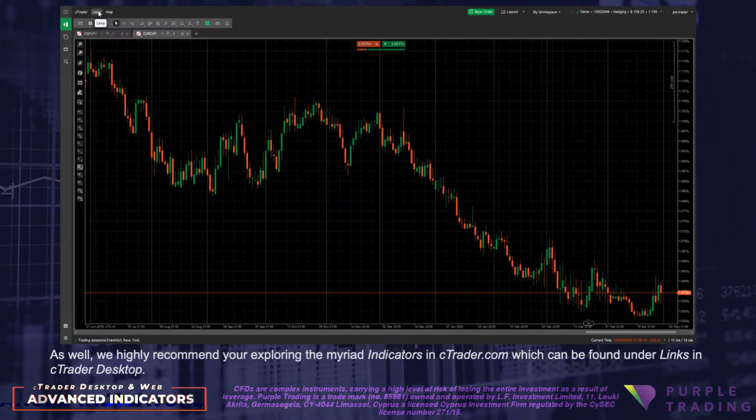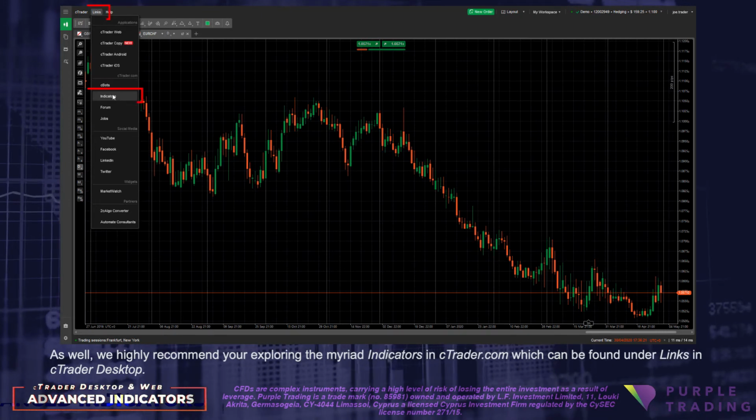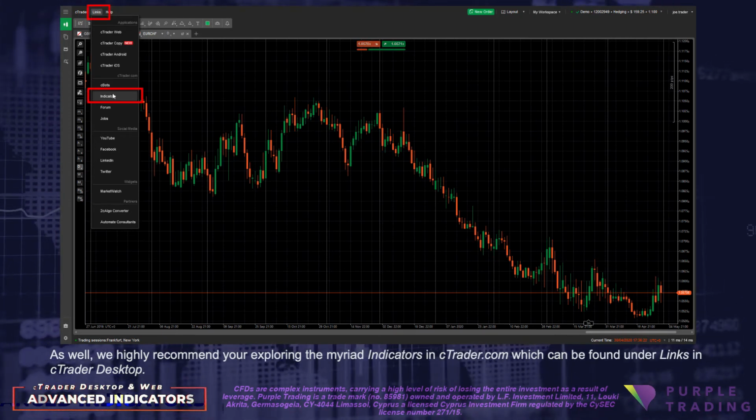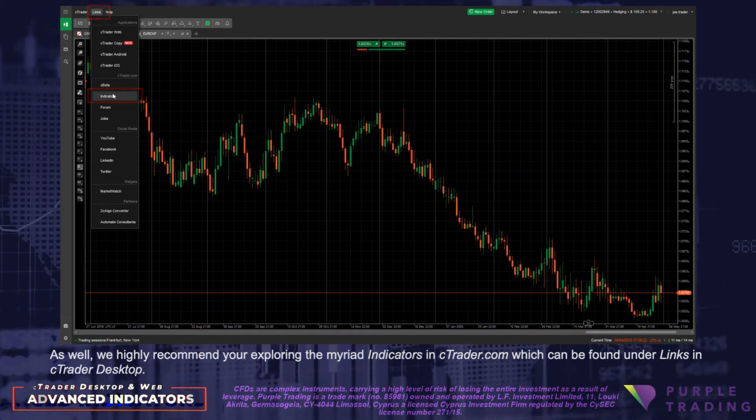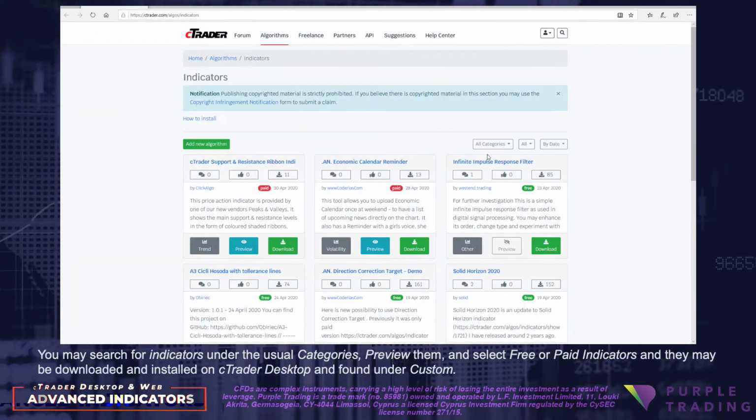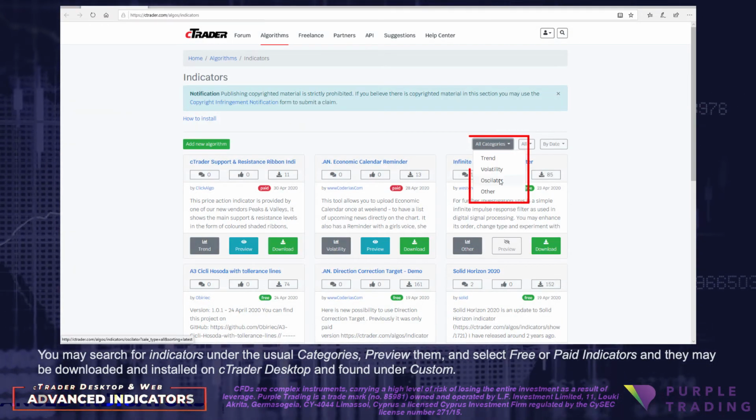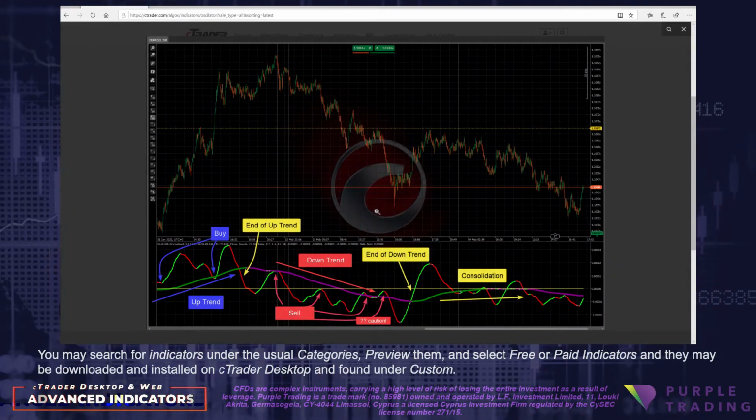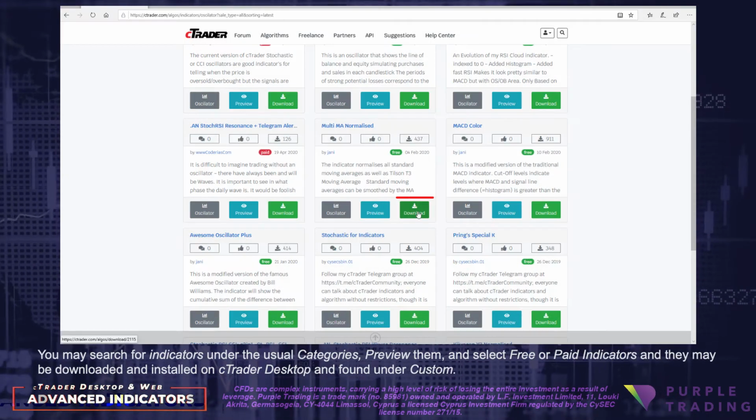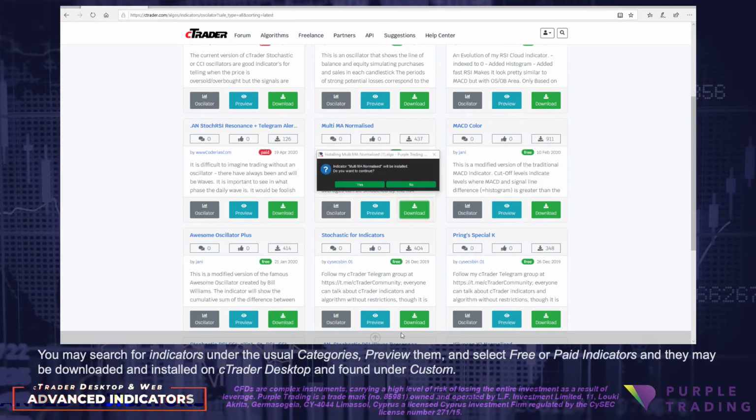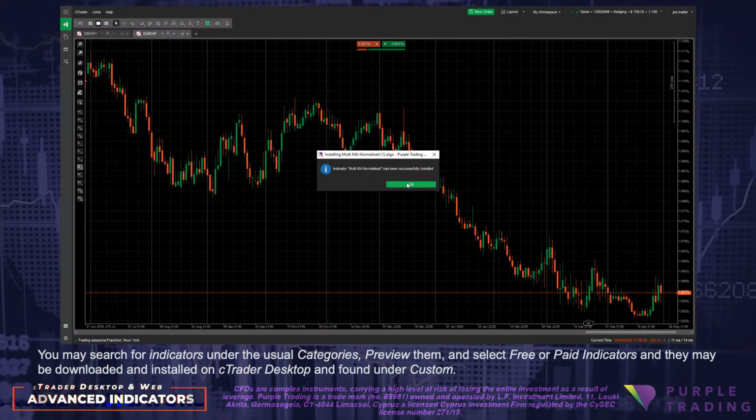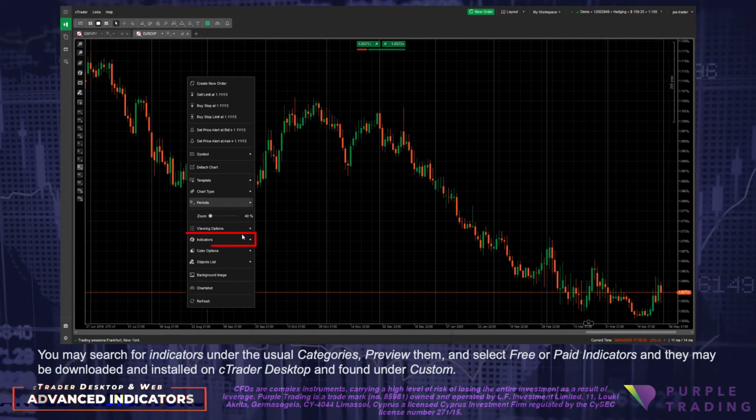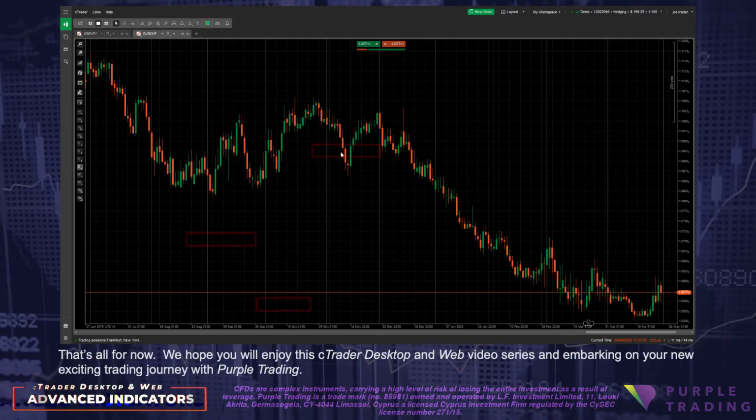As well, we highly recommend you explore the myriad indicators in cTrader.com, which can be found under links in cTrader Desktop. You may search for indicators under the usual categories, preview them, and select free or paid indicators, and they may be downloaded and installed on cTrader Desktop and found under Custom.